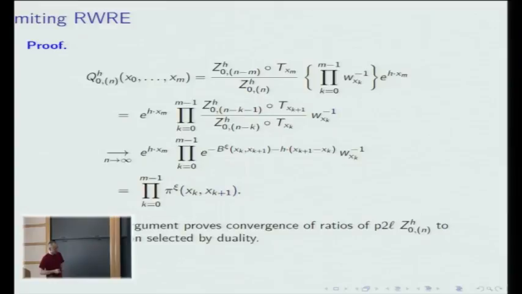And then you need to prove a little bit. So it turns out that these ratios of point-to-line partition functions also converge to the same Busemann functions, once again, with a little extra piece coming from that random field term. And then in the limit, you just notice that this is exactly the product of those transition probabilities.